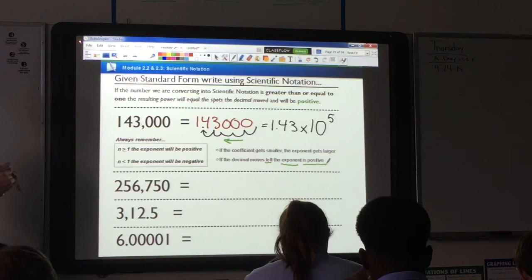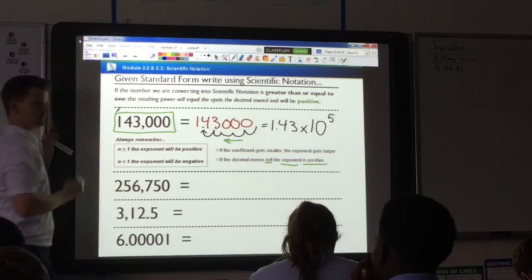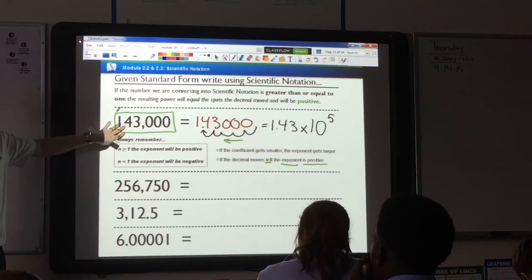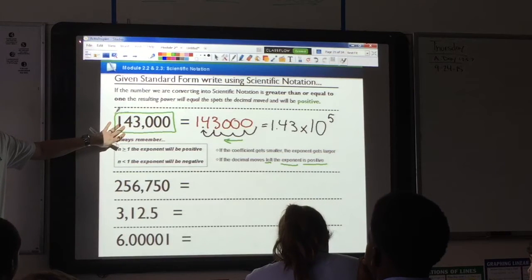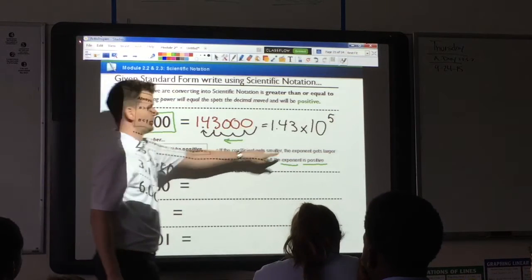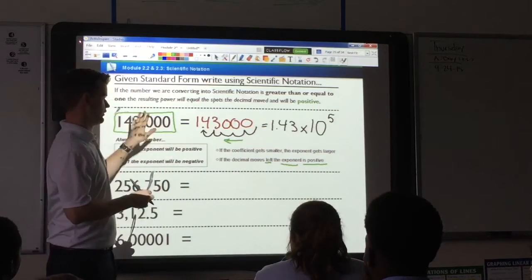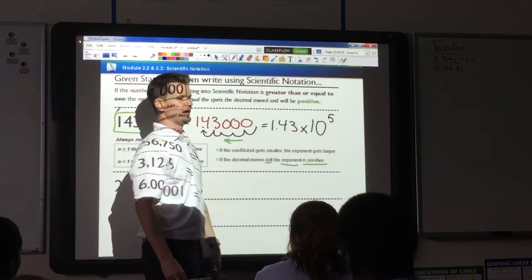The other way you can tell that your exponent is going to be positive is you look at your original number. Everyone look at the original number? This might be the easiest way. Before we turned it into scientific notation, was it greater than 1? Yes, obviously. If the number is greater than 1, your exponent is going to be positive. Two different ways, whatever way works for you. Greater than 1, positive; move the decimal to the left, positive. We'll deal with negatives later on.